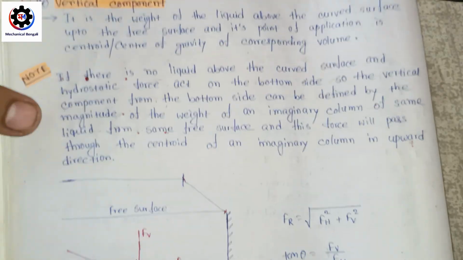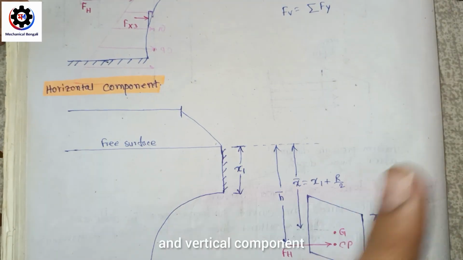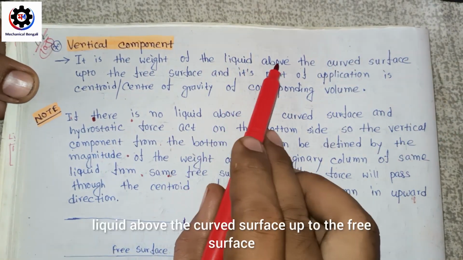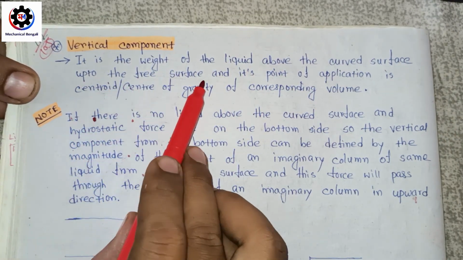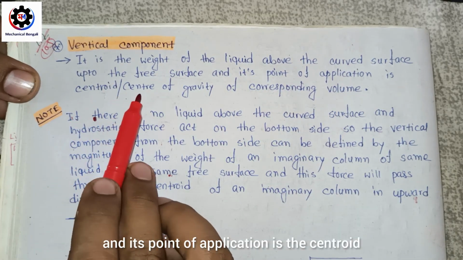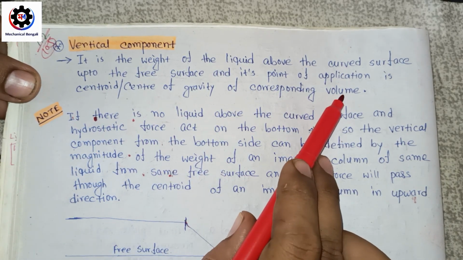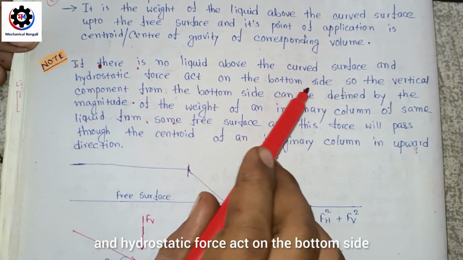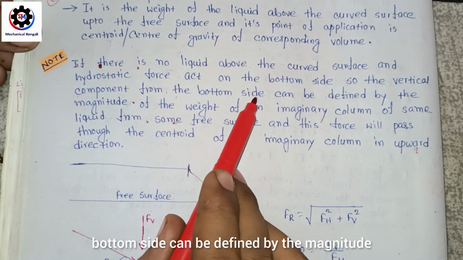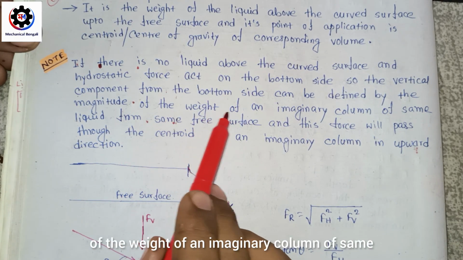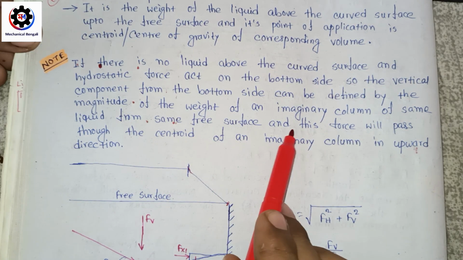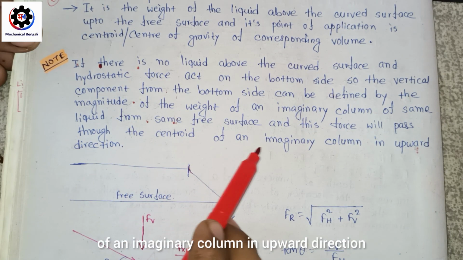After that, we will understand the horizontal component and the vertical component. Let's try to see what is written in this book. Vertical component: it is the weight of the liquid above the curved surface up to the free surface, and its point of application is the centroid or center of gravity of the corresponding volume. Note, if there is no liquid above the curved surface and the hydrostatic force acts on the bottom side, then the vertical component from the bottom side can be defined by the magnitude of the weight of an imaginary column of the same liquid from the same free surface, and this force will pass through the centroid of the imaginary column in the upward direction.